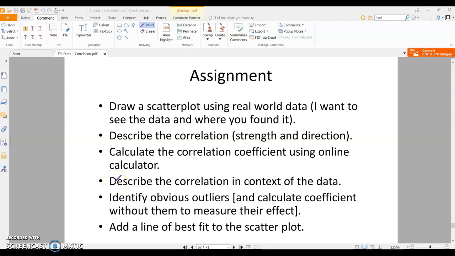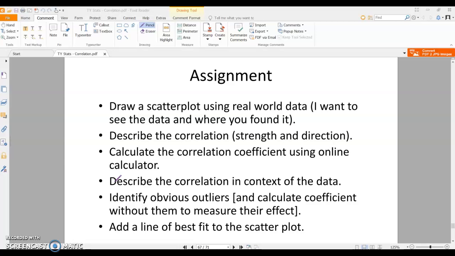All right, so I'm just going to talk you through how to do your assignment on correlation. There's everything that is required for the assignment. There's no need to take it down or anything from the video. I have it posted up on the Schoology page already. I'll show you where to find that towards the end of the video.